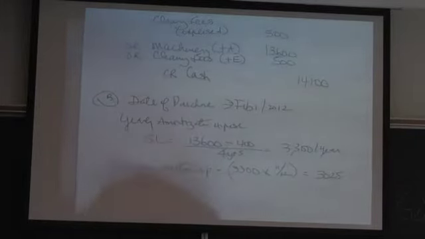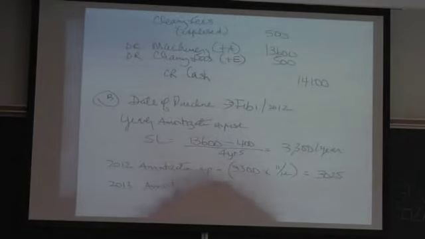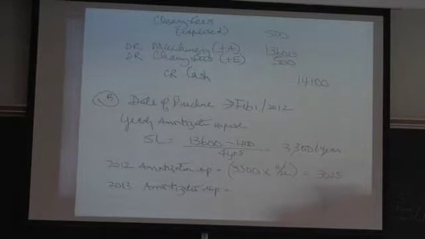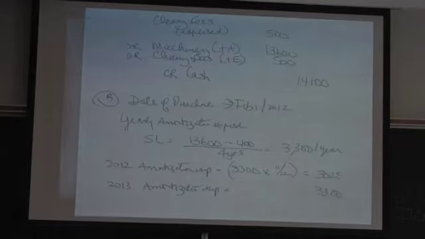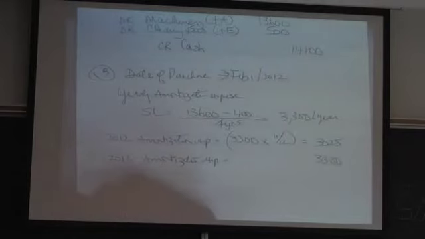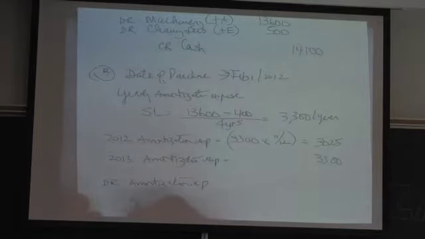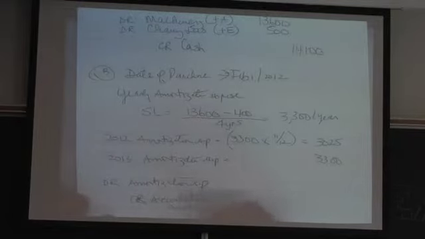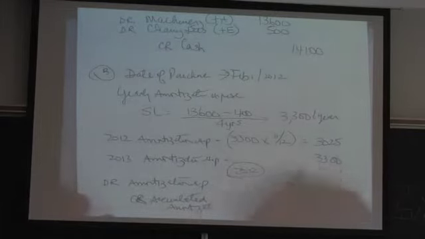For 2013, the amortization expense will be the $3,300. So our journal entry is going to be debit amortization expense, credit accumulated amortization, for 2012 will be $3,025, and for 2013 will be $3,300.